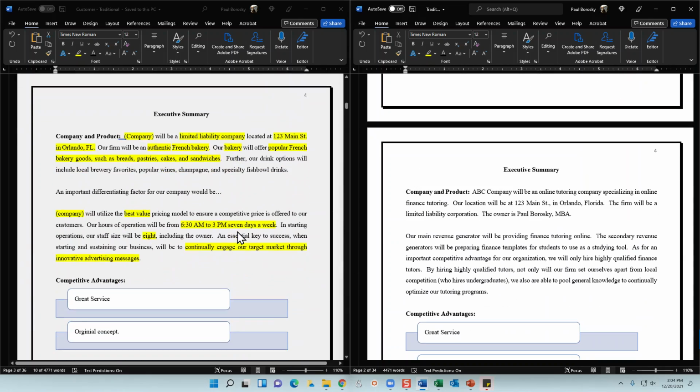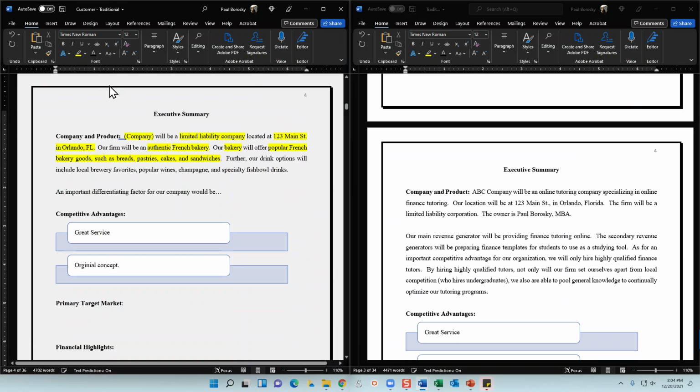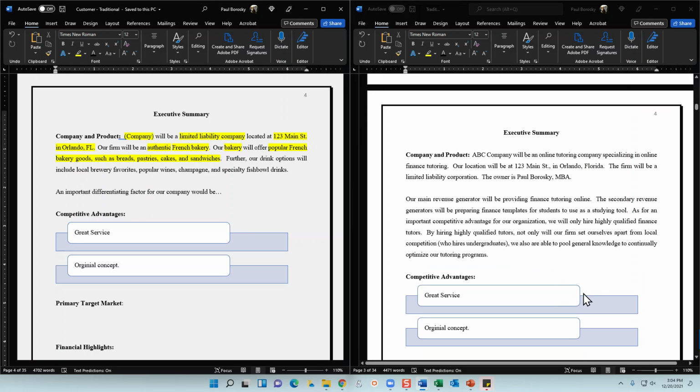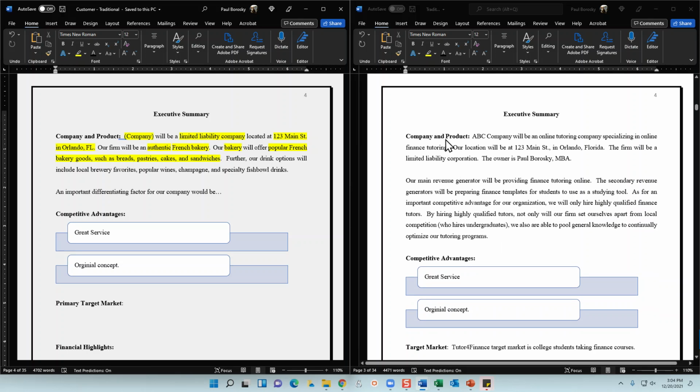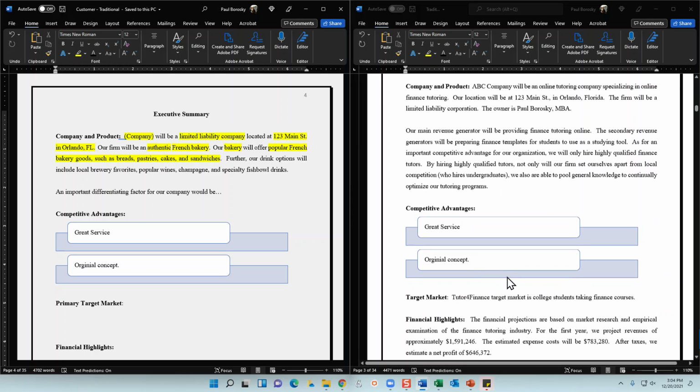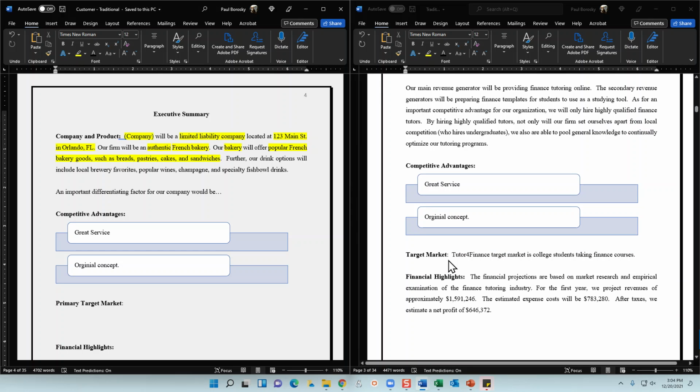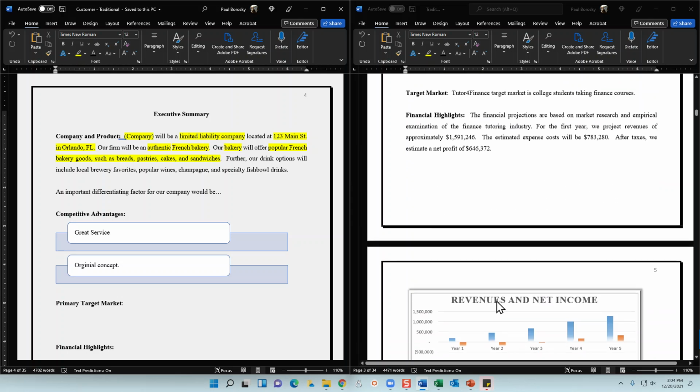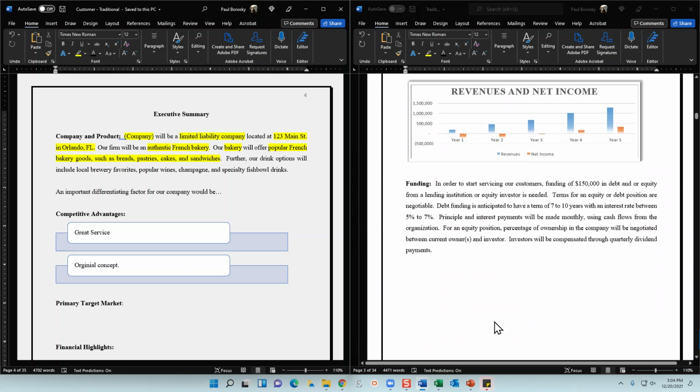Executive summary. What I do with the executive summary: this right here is the starting point for the executive summary. This information is not going to be included. So this is the starting point that I have for the executive summary, and this is a completed executive summary. What I do with all my executive summaries is I literally go into the business plan, and I copy and paste the information from the business plan into each one of the categories, whether it be for a company, a product, or service, competitive advantages, target market, financial highlights, and then funding request, and so on.